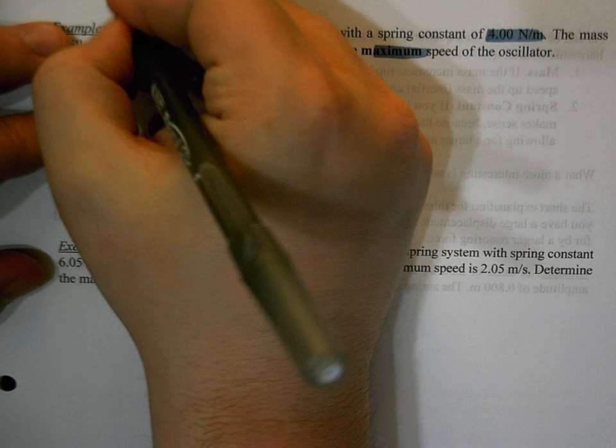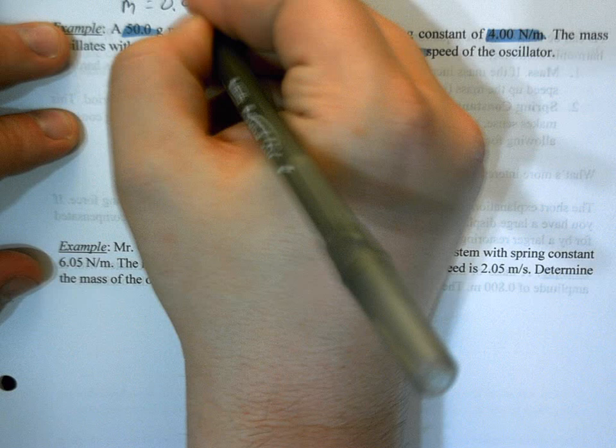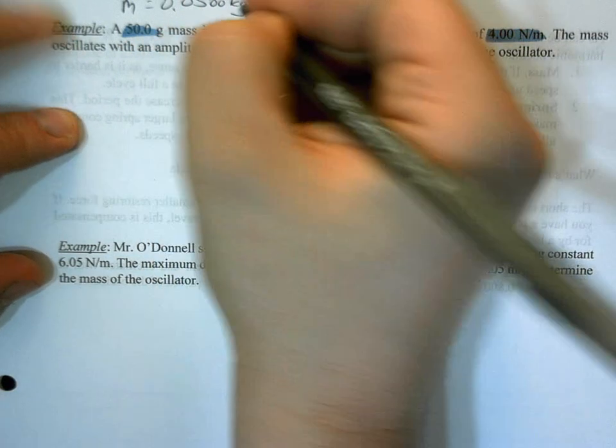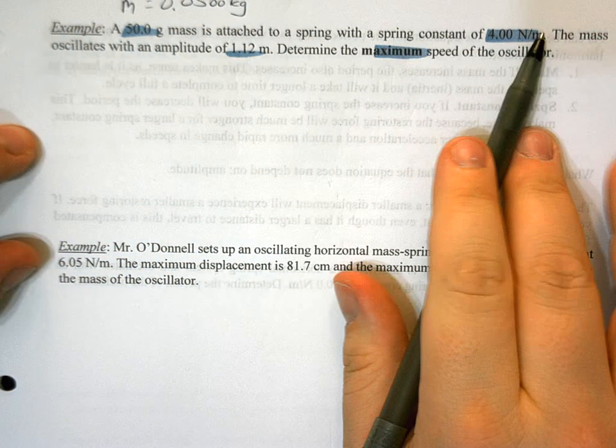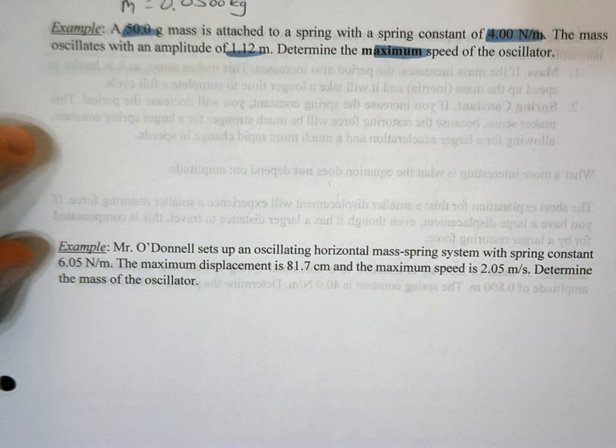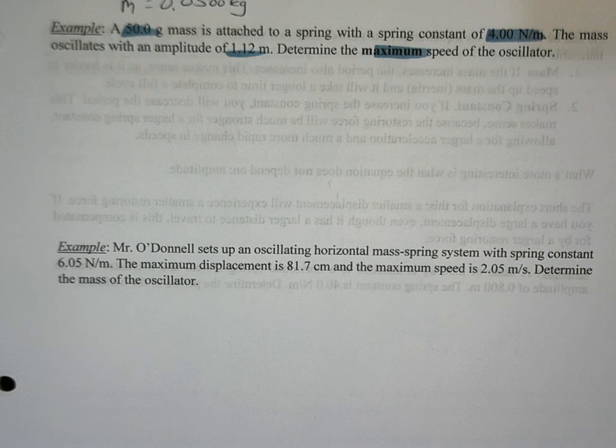So first off, I don't like that mass being in grams. We're going to convert that to kilos. So we're going to have this 0.0500 kilos. Newtons per meter is fine. Meters is fine. So we'd like to find the maximum speed of the oscillator.